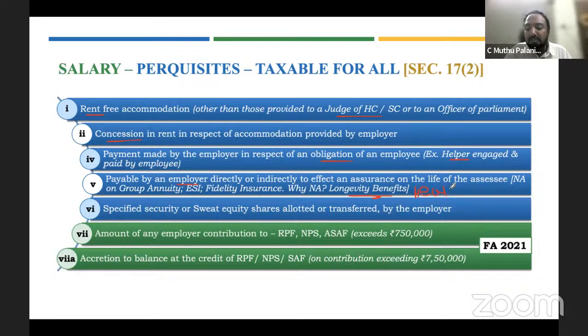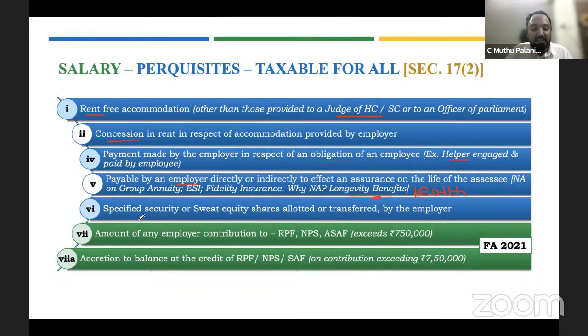So I'll stop with this HA alone because it's taking a lot of time for me to write. So this health insurance alone is not covered. Rest of the insurance is basically covered. Group annuity, ESA and fidelity insurance. So any contributions to that is basically a perquisite, provided it is not related to health.